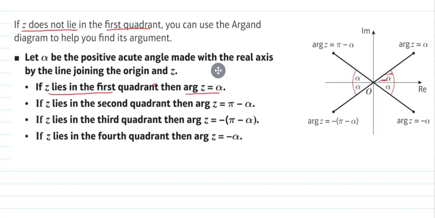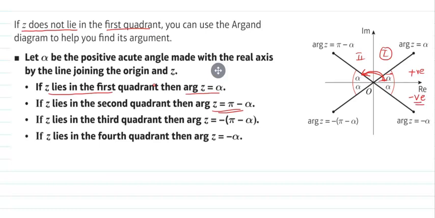Okay, if Z lies in the second quadrant, so this is your first quadrant and this is your second quadrant, then this angle will be Z equal to pi minus alpha. Why is it pi minus alpha? If you measure it from here, you can see my red ink stopping here. So this angle is pi minus alpha, right? Above the real axis it is positive and below the real axis it is negative.